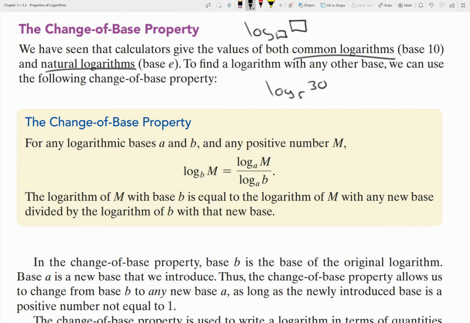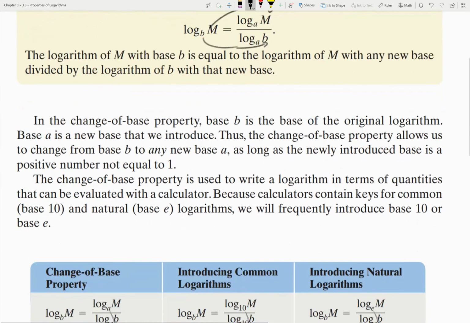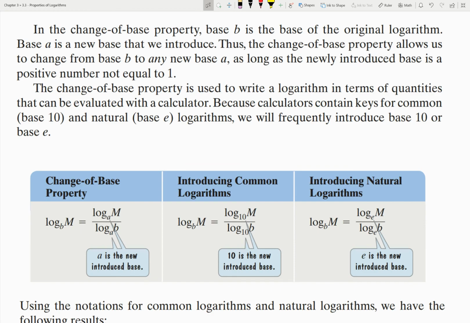So for any logarithmic bases a and b, and any positive number m, the logarithm of m with base b is equal to the logarithm of m with any new base. This number can be anything as long as it's the same. And you just take the inside of the logarithm goes on the top, and the base goes to the bottom. Okay, and again, when you're using the change of base property, it's base b in the original logarithm. It's the a that's the new base, so you can use any base you want.